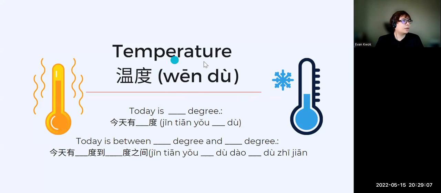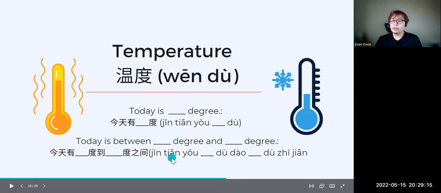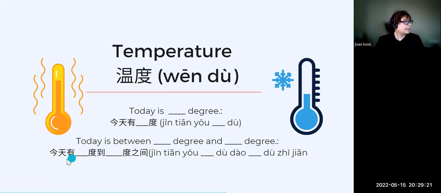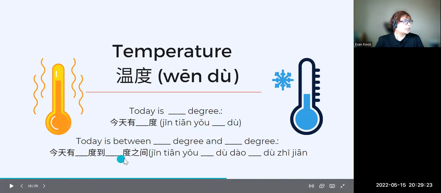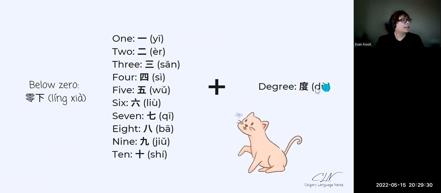So we learned that to respond, we have 2 different sentence structures. One is just saying what degree it is, and the other one is between different degrees. So the first one is 今天有什么度. And the second is 今天有什么度到什么度之间. So the numbers, if you don't remember, we have all these ones.